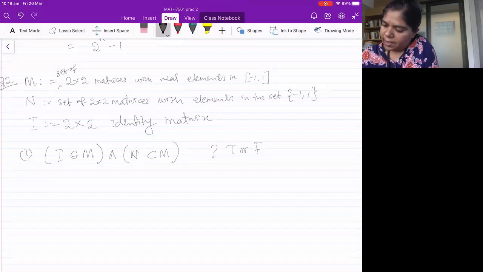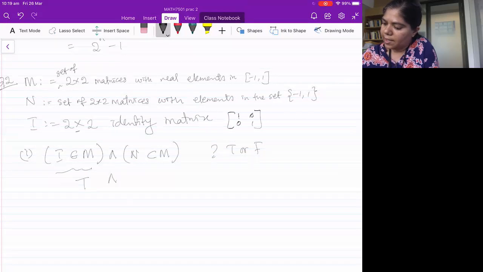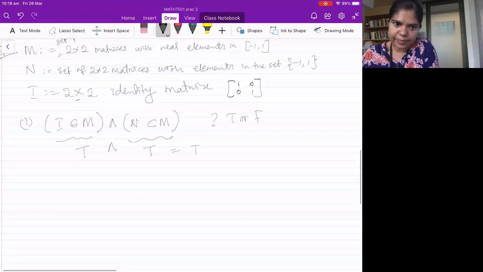Yeah. I is the 2 by 2 identity matrix. Okay, so this is in the form 1001, which is an element of M. So that's true. And N is a subset of M, which is true because N contains elements -1 and 1. So this part is also true. So true and true gives you true. Okay.